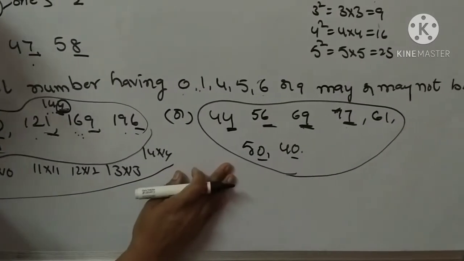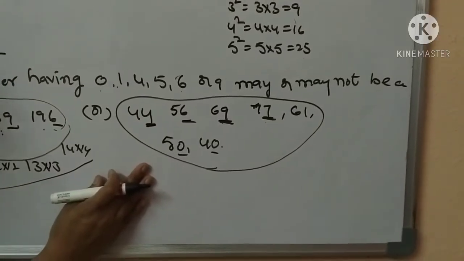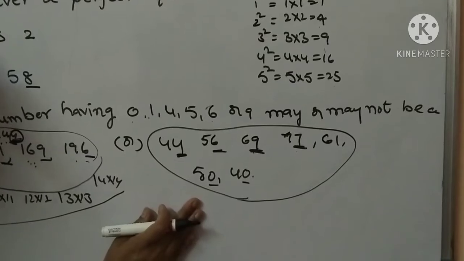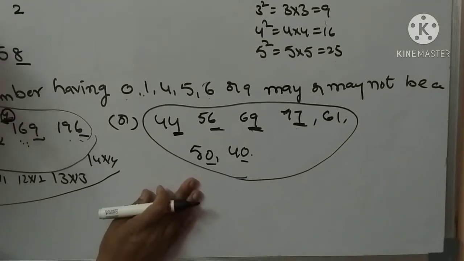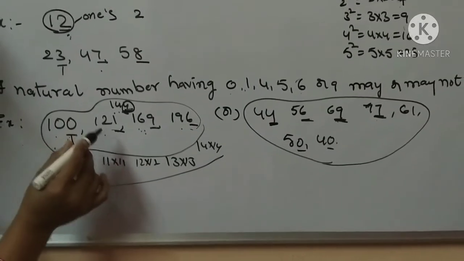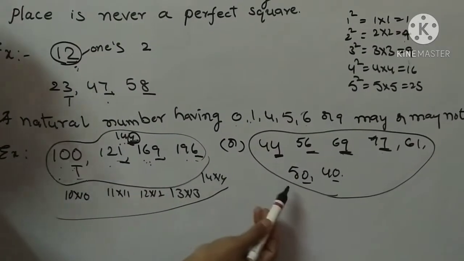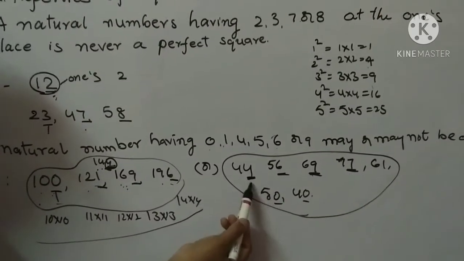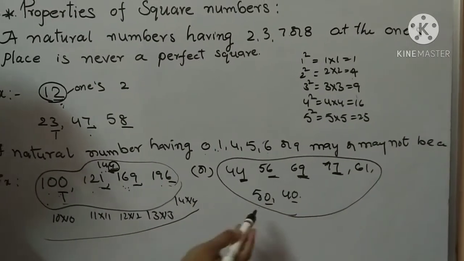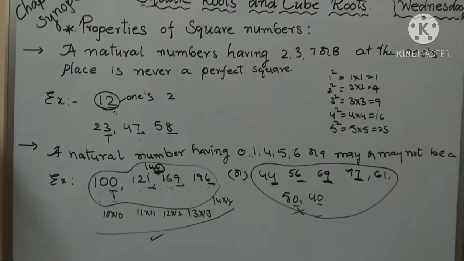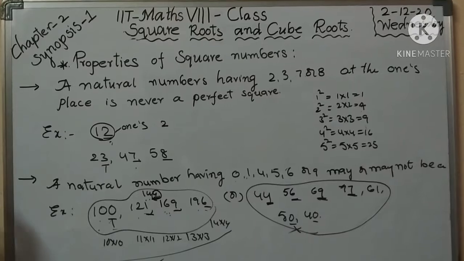So we find the factors, but it is any single digit there, so that is not a perfect square number. Did you understand, children? In these numbers, the ones place has 0, 1, 4, 6, 9 also, and in these examples also the ones place is 0, 4, 6, 9, 7, 1, but this one is not a perfect square and this one is a perfect square. Okay children, did you understand these properties?